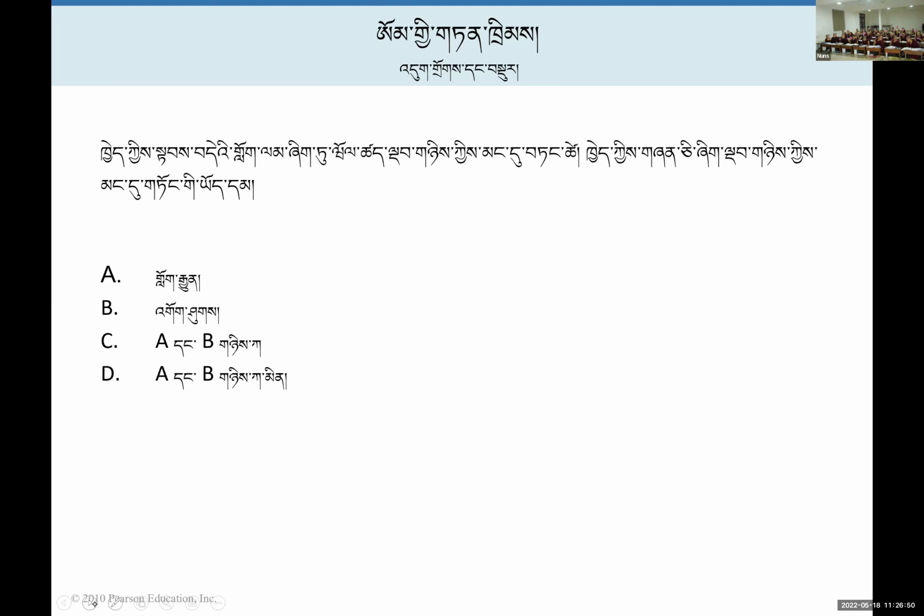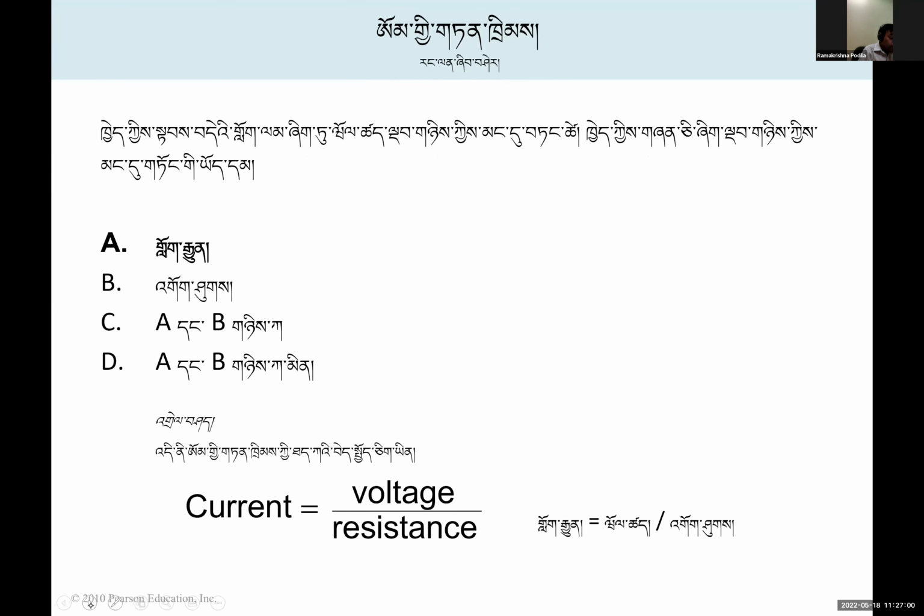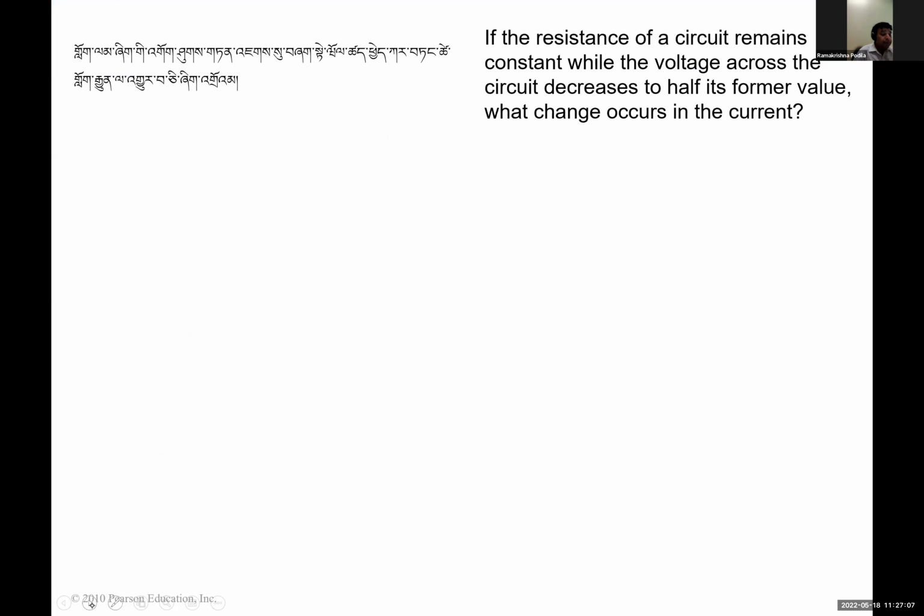So you see, okay, let me... A. Okay, yeah, a lot of them are pointing, like, A is equal to current is voltage by resistance. Very good. Now let's do more questions.